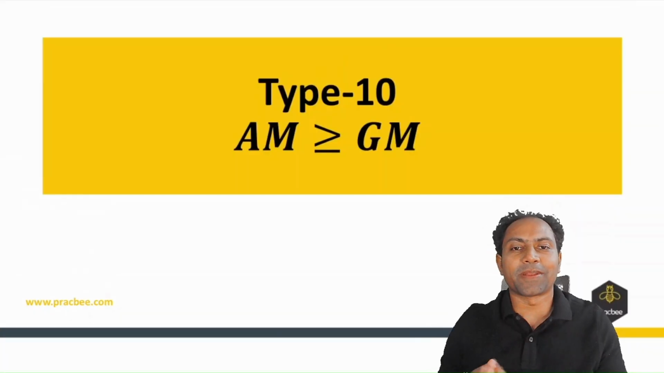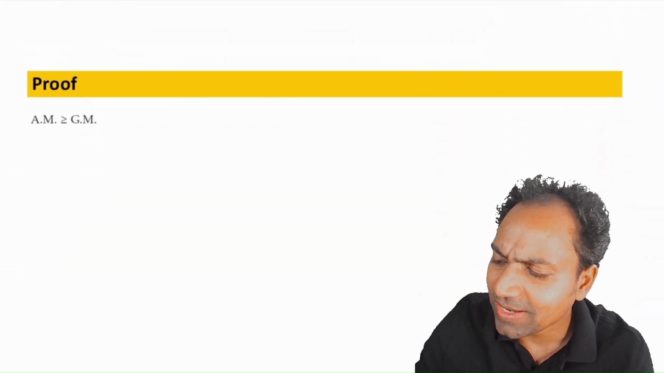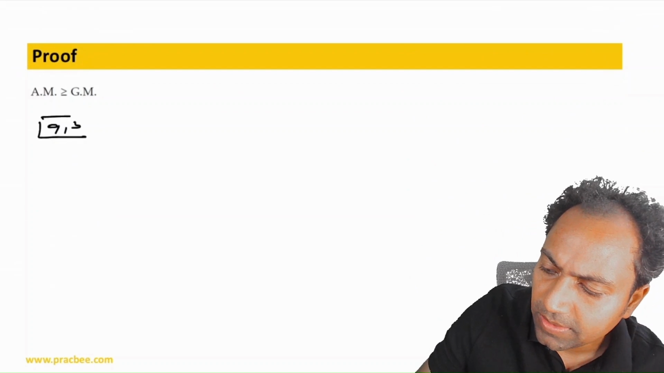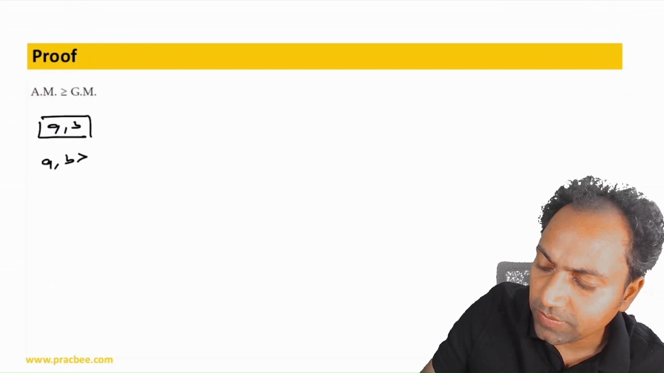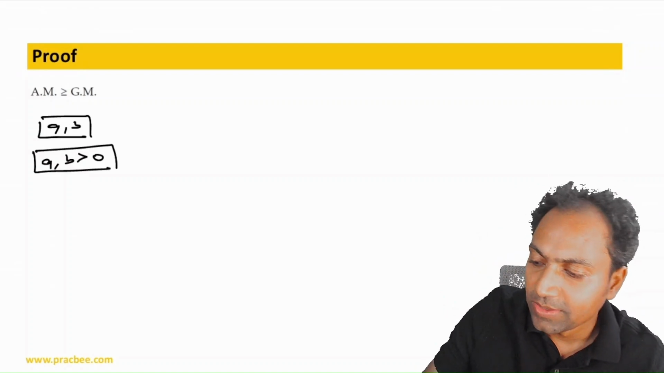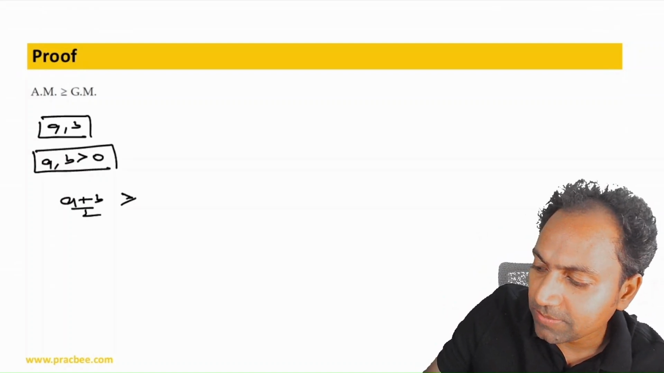The 10th problem type is based on AM is greater than or equal to GM. So what is this idea? The idea says that if you have two terms, A and B, then the condition is both of them need to be positive. AM is greater than or equal to GM cannot be applied for negative terms. This is very important. So AM becomes A plus B by 2 and GM becomes root of AB.